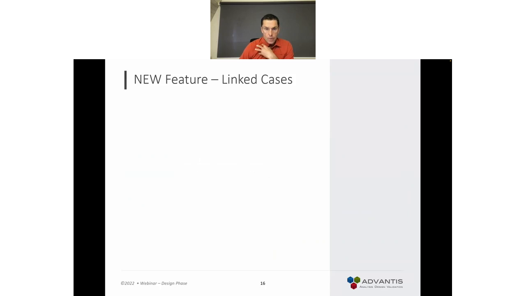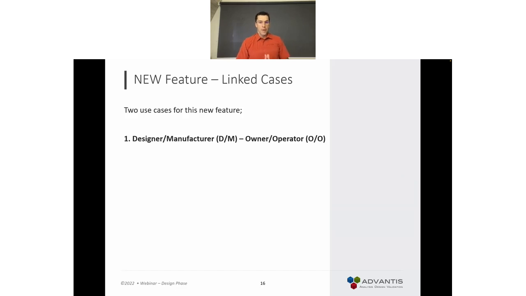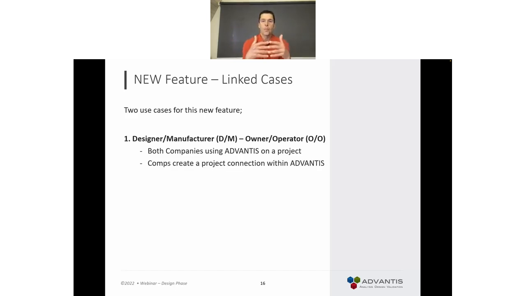So there are two use cases for this. Number one is you have a designer manufacturer and an owner operator. So normal scenario, right? Manufacturer provides a ride to a park. So this works if both companies are using Advantis and they both have established a project in their database for that particular, let's just say, roller coaster. What they first need to do, the two companies create a project connection between them inside Advantis. So then we know, okay, those two are connected with each other.